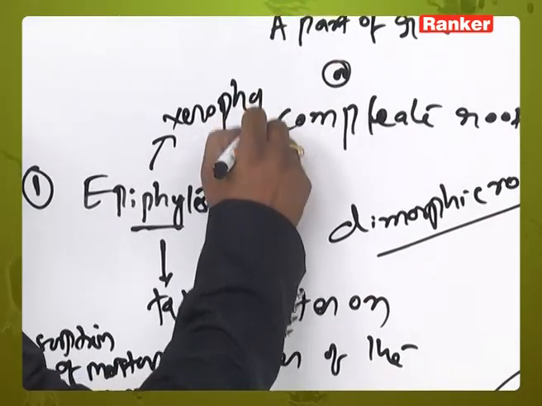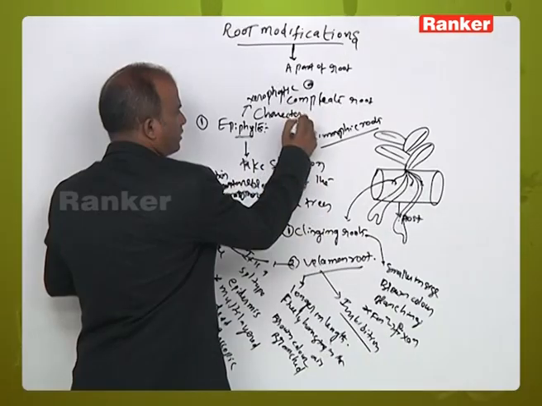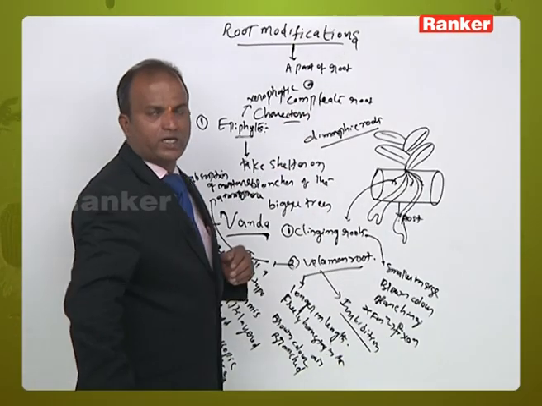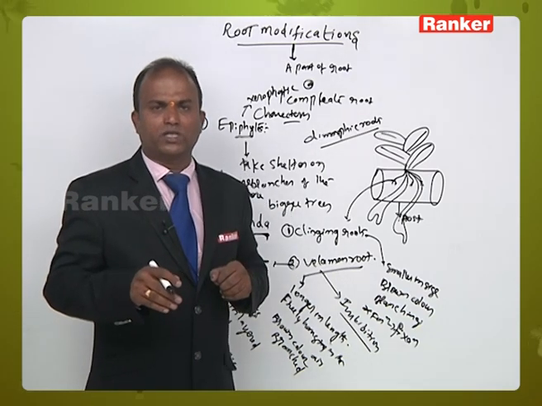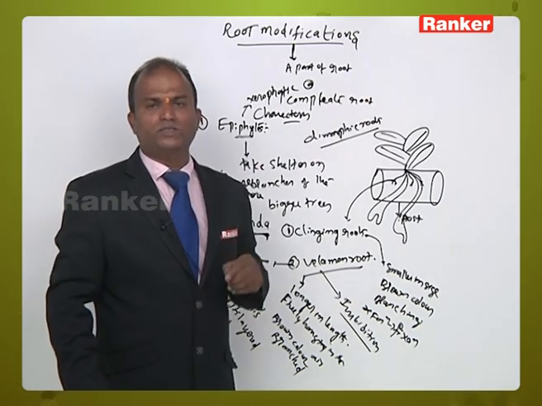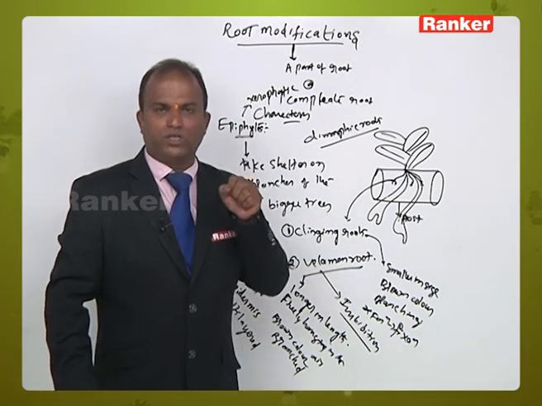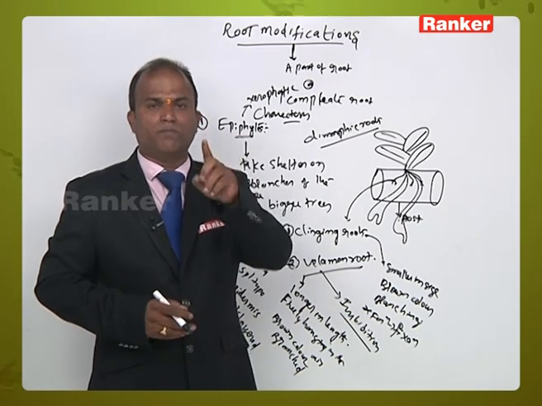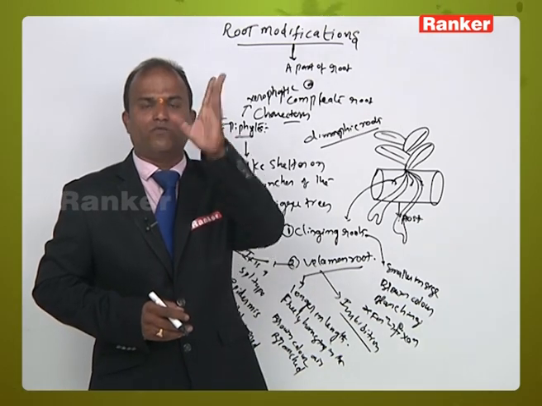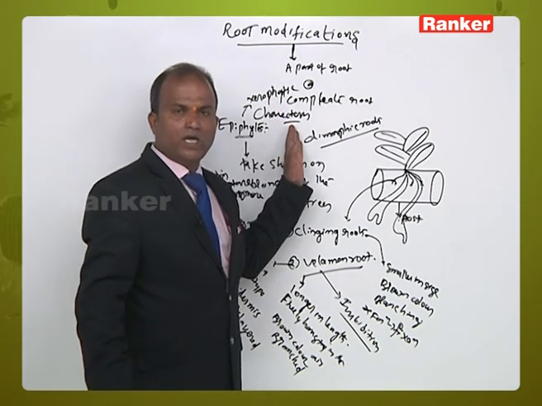They are showing which type of characters? Xerophytic characters. Why? Because they do not have direct contact with the soil. As they grow on the branches of the bigger trees, if the atmosphere contains moisture, they can absorb it. If it does not contain moisture, they cannot absorb. That means it plays an important role in xerophytic adaptations. So this is about the epiphytes.